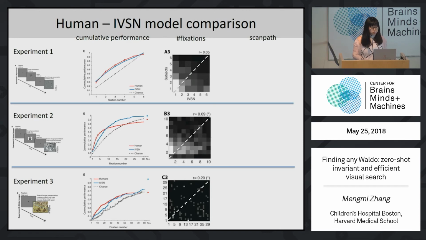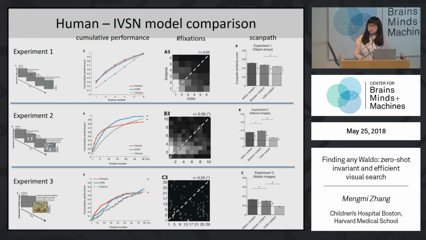In the third column, we evaluate the scan path similarity in both the temporal and spatial domains between humans and the model. You can see that the dashed line is the chance model, and the light gray bars indicating the model-human scan path consistency are above chance on object arrays as well as natural images, but not on Waldo images.